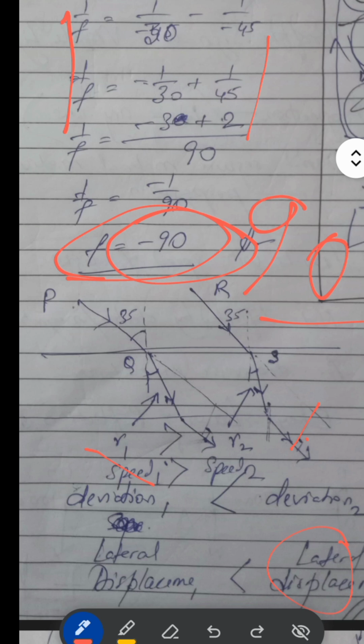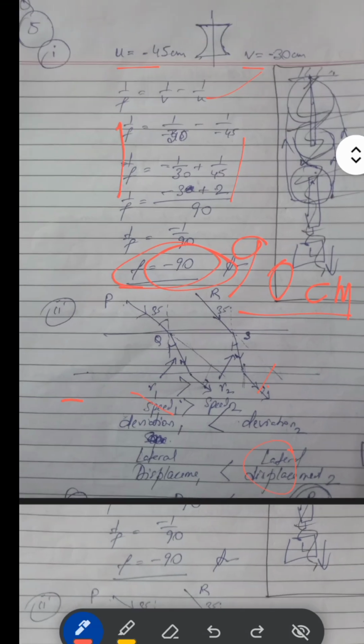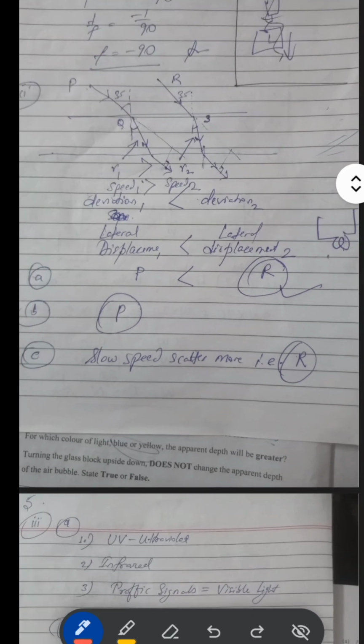Which travels with greater speed in the block? Obviously the ray which is suffering less deviation. Here the less deviated ray is PQ. PQ is suffering least deviation, so it is of greater speed. Which ray will scatter more in the atmosphere? That ray which travels slowly, because it is suffering more deviation and scatters most. That is RS. Since its speed is slow, it will be RS, and this is PQ.